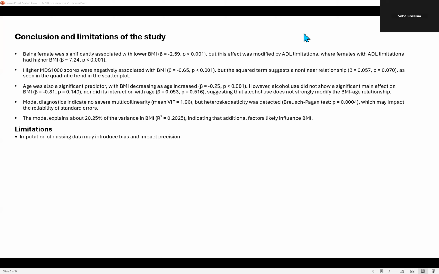However, alcohol use did not show a significant main effect on the BMI, nor did its interaction with age, suggesting that alcohol use does not strongly modify the BMI-age relationship. The model diagnostics indicate no severe multicollinearity, but heteroscedasticity was detected, which may impact the reliability of standard errors. The model explains about 20.25% of the variance in BMI, indicating that additional factors likely influence BMI. The limitations of the study could include imputation of missing data, which may introduce bias and impact the precision of the study.